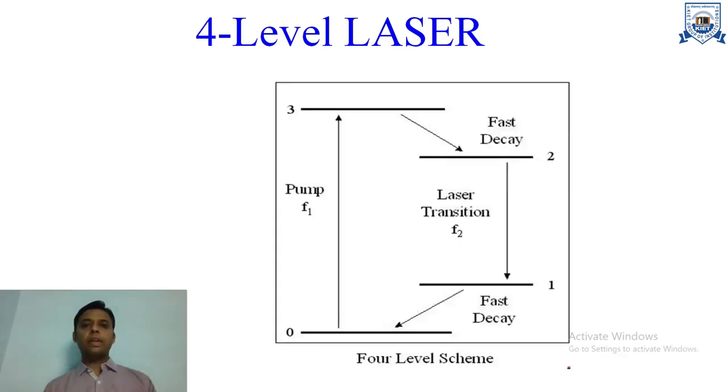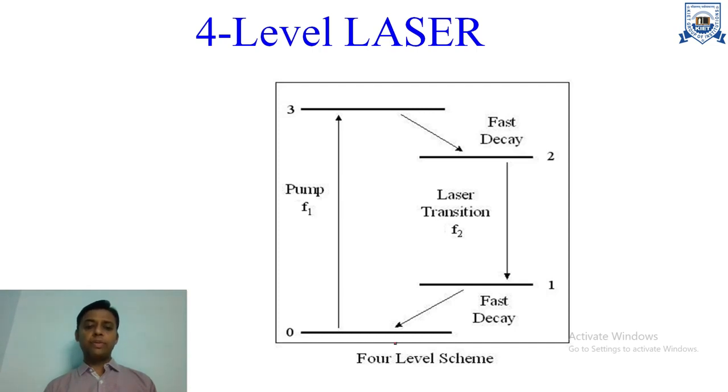Now 4 level lasers. There are 4 energy levels. Level 0 with energy E1 is known as the ground state. Level 3, which is known as energy level E4, is the higher energy state. Energy level 2 is known as the upper metastable state. Level 1 is known as the lower metastable state.